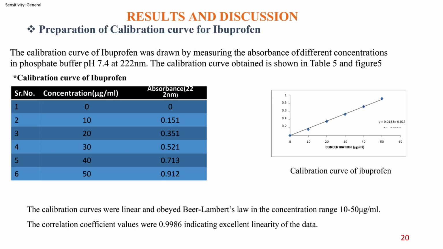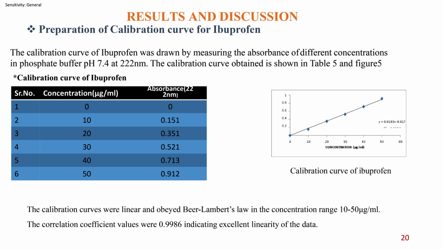Moving further with the results and conclusion, the result which we got was the preparation of a calibration curve for ibuprofen. The calibration curve of ibuprofen was mainly drawn by using the absorbance of different concentrations. The concentration which we took was 0, for which the absorbance was 0, and for concentration 10 we got the absorbance as 0.151.